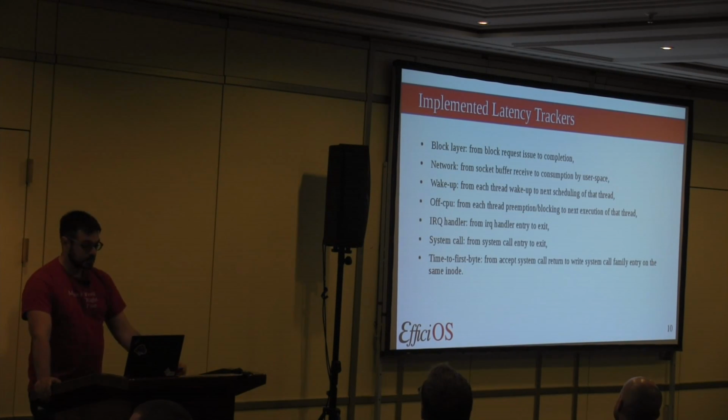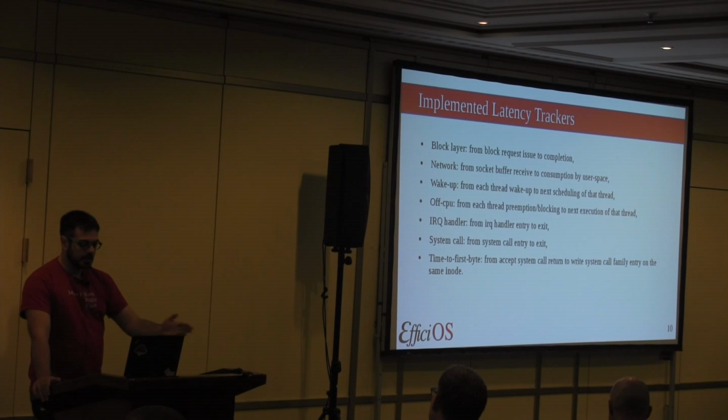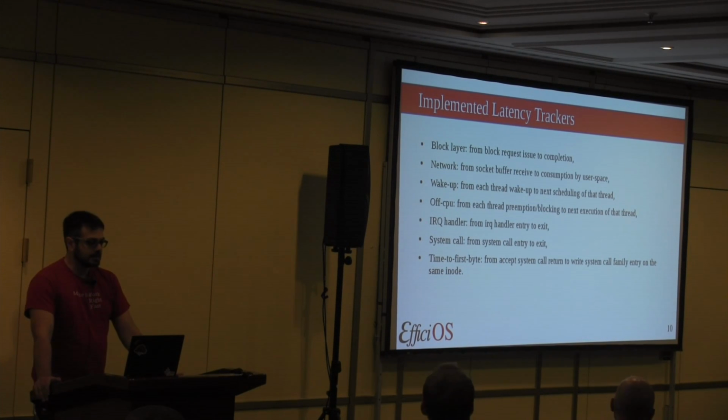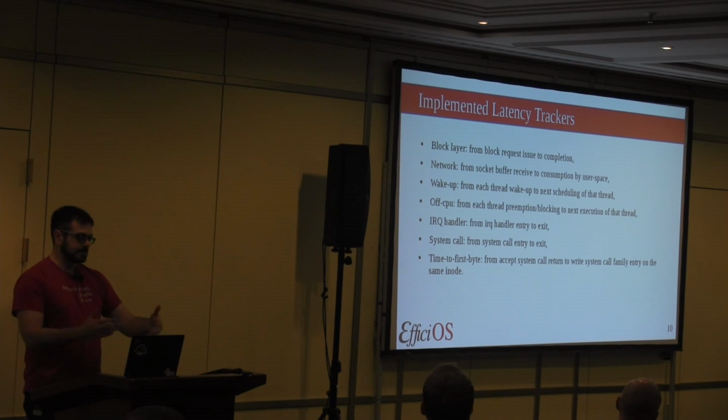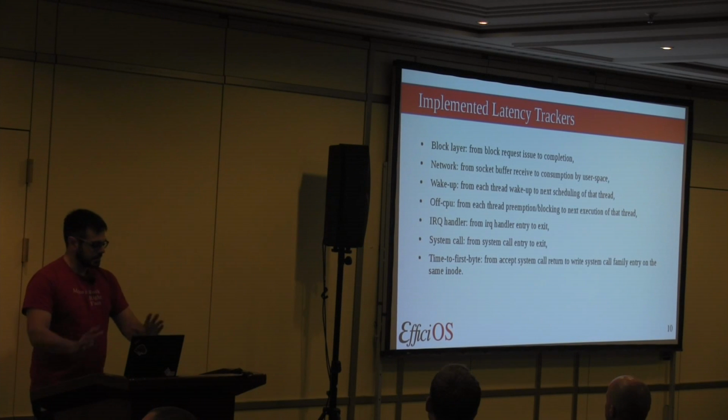So the latency trackers that are currently implemented: we have one tracking what's happening at the block layer, from block request issue to completion. The network layer, wake up, so from the waking event to the next scheduling of a thread. Off CPU time, so preemption or blocking to next execution. IRQ handler entry to exit, system calls are tracked. And a new one appeared recently, time to first byte. It's between the accept system call return and the following write system call on that same item. It's a pretty typical pattern for server processes, so it's a nice way to track those.